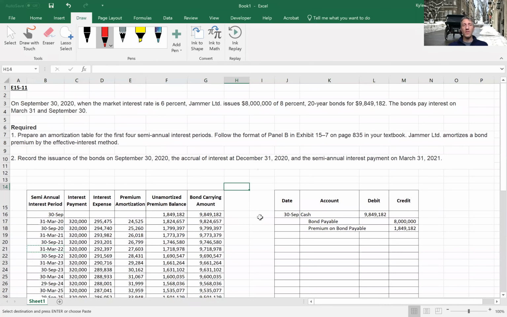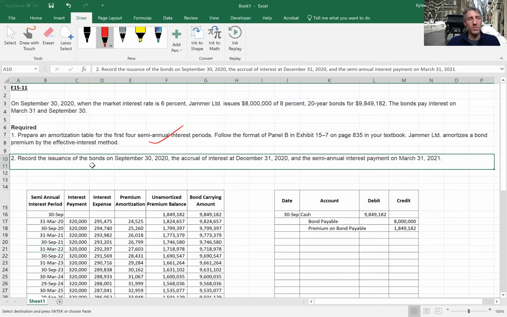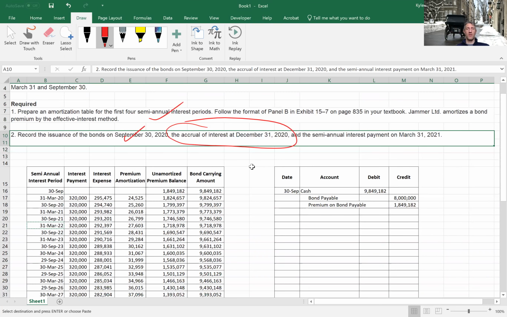Okay, so that's part A, or part 1, done. Part 2 was to record the issuance of the bonds on September 30th, which we've already done, and the accrual of the interest on December 31st. So obviously we need to do journal entries whenever an interest payment is made on a bond, but we also need to do any accruals, or otherwise what may be more common terminology for you is adjusting entries at the end of the accounting period to have all expenses incurred in that accounting period reflected in that accounting period.